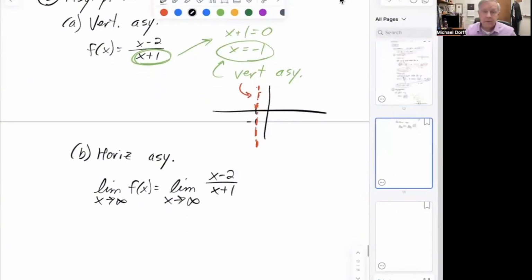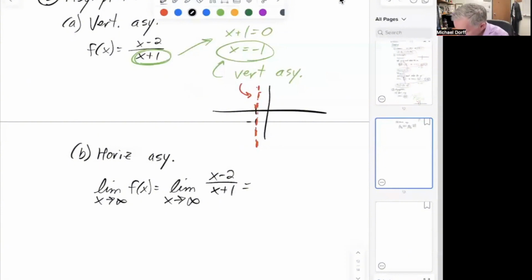Now, we've talked several different ways to do this. We can now use L'Hopital's rule, which is probably the easiest way. If I try to do a direct substitution, that means I put in a very large number for x for the numerator and the denominator. And when I do that, I'm going to get infinity over infinity, which is an indeterminate form. So we can now use L'Hopital's rule.